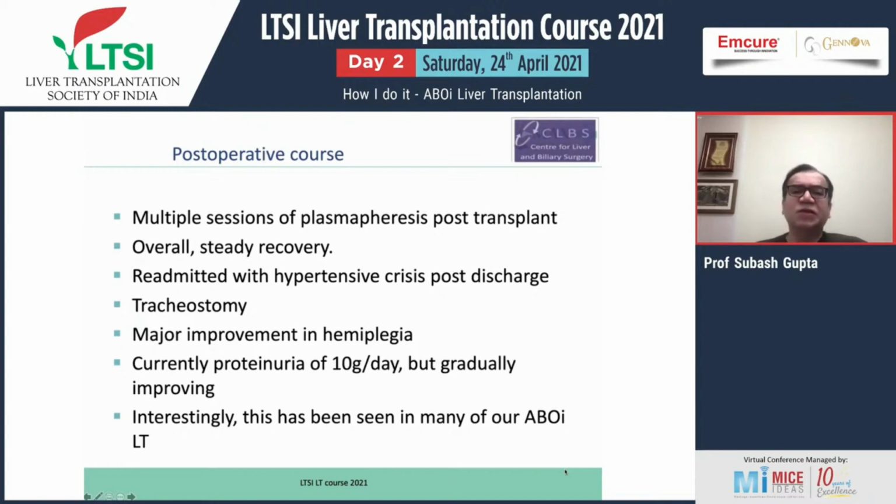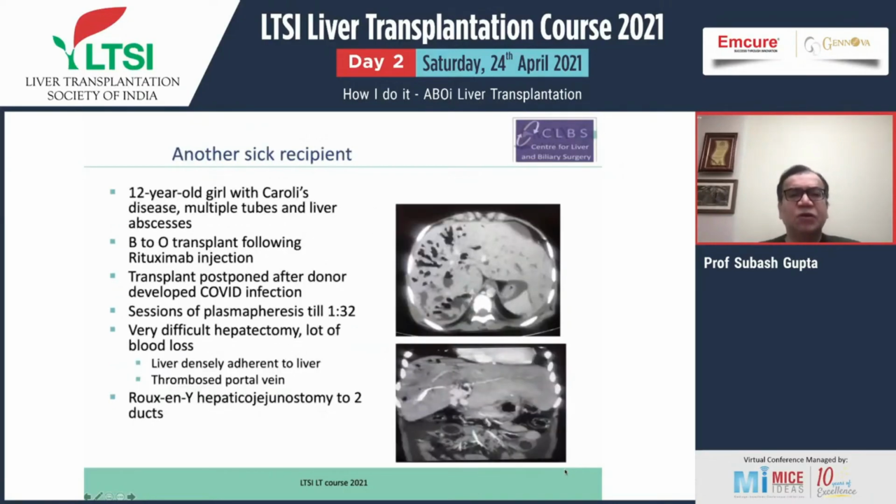Multiple sessions of plasmapheresis post-transplant were really difficult because the titers would keep rebounding. He had a hypertensive crisis post-discharge, which needed tracheostomy, but he had major improvement in hemiplegia. And interestingly, we found that he had proteinuria, but gradually that improved. And this proteinuria has actually been quite common in our group who've had ABO incompatible liver transplantation. So there's another sick recipient that we did about 8 months ago or a year ago.